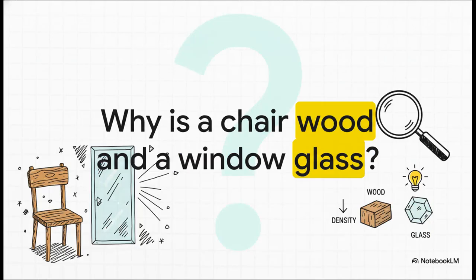So let's start with a question that seems almost too simple. Why is a chair made of wood and a window made of glass? I mean, why not the other way around? The answer, it turns out, is all about the science of materials and their unique properties. So let's dive in and see what that's all about.